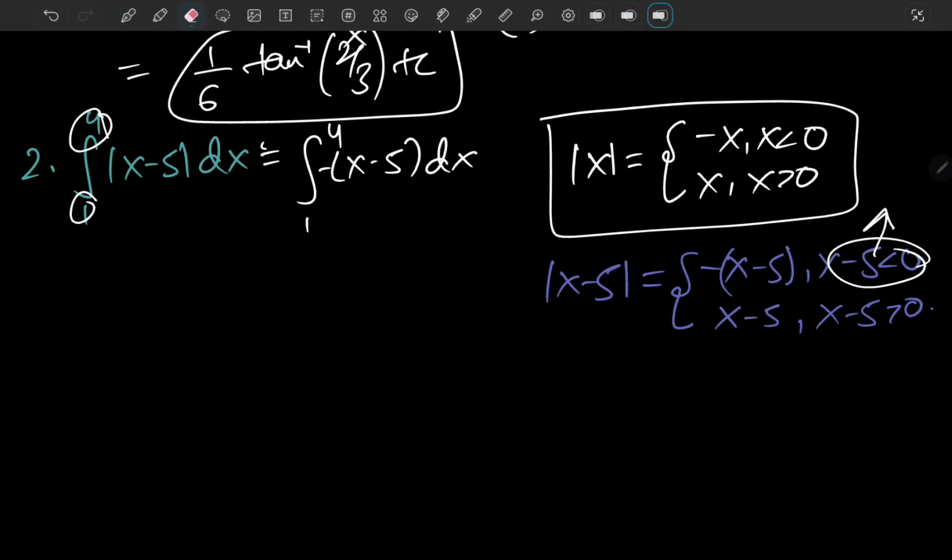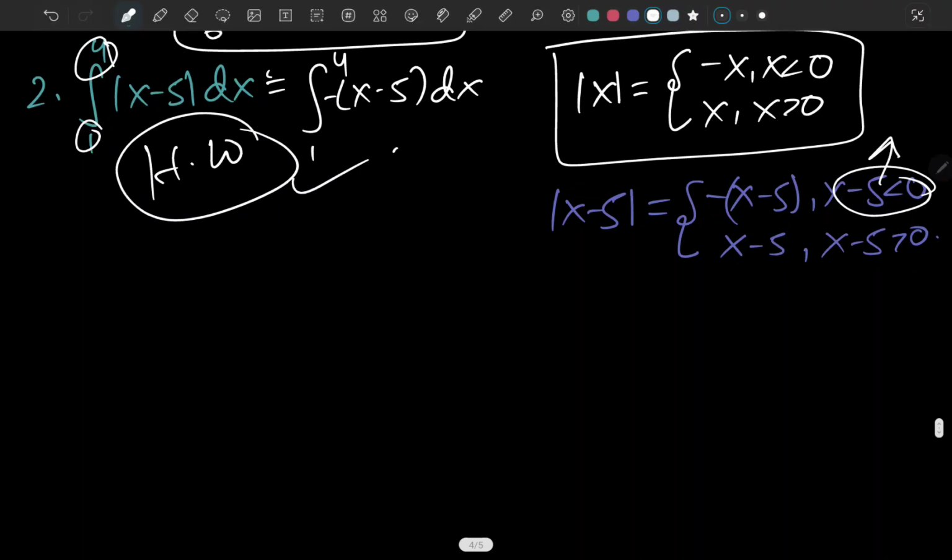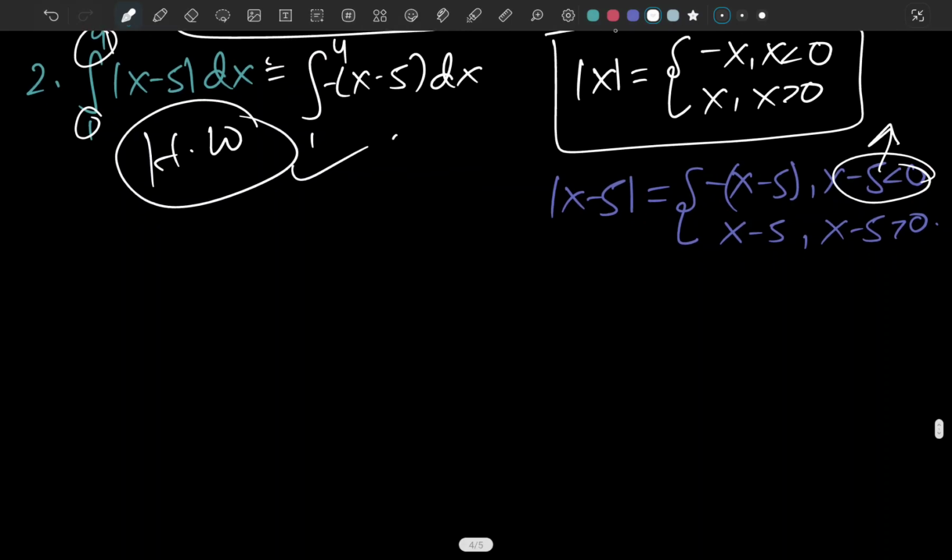I'm not going to do it again, and this is maybe homework for you guys. Tell me the answer for this integral in the comment section. Okay, now let's talk about a quite good one, I would say.